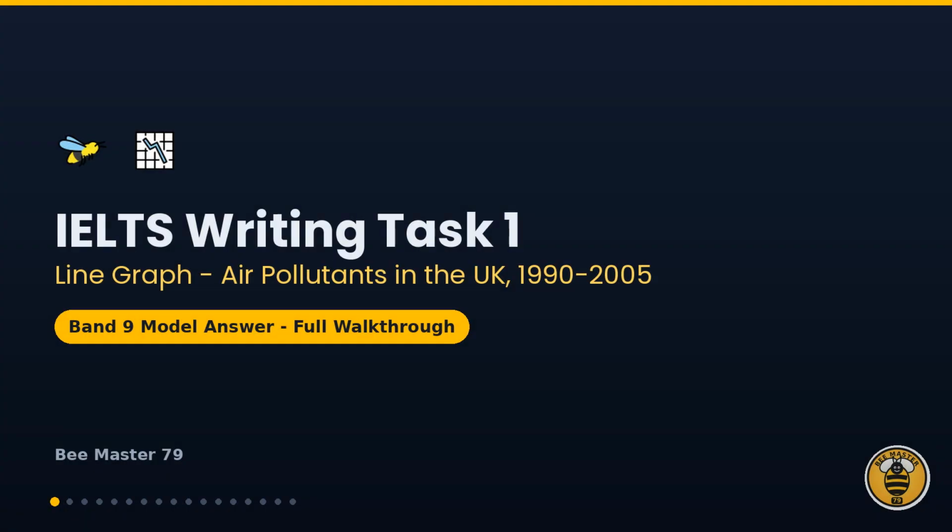In this lesson we tackle an IELTS Writing Task 1 line graph showing sources of air pollutants in the United Kingdom between 1990 and 2005. We will read the graph together, brainstorm it, plan it, and then write a complete Band 9 model answer, line by line.